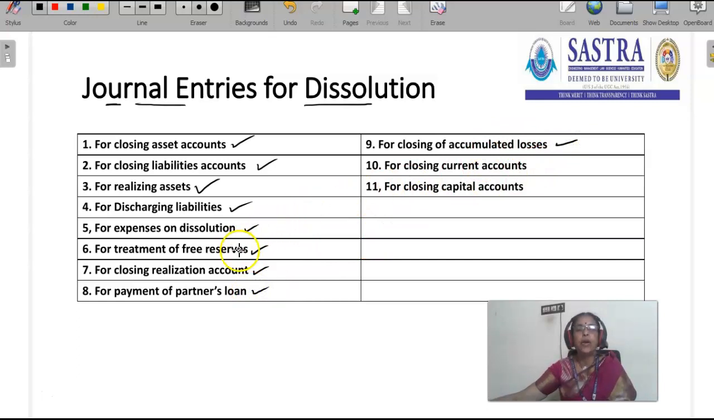Like profits, losses also should be closed and transferred to partners' capital accounts. Then the partnership firm has to close the current accounts, and the current account balance should go to the capital account. Finally, they have to close the capital account. These are all the areas which require journal entries at the time of dissolution. In the next session, we will see the problems in the dissolution.